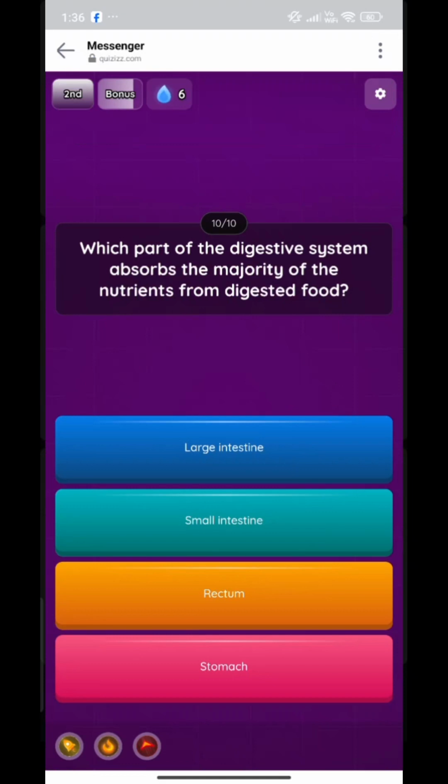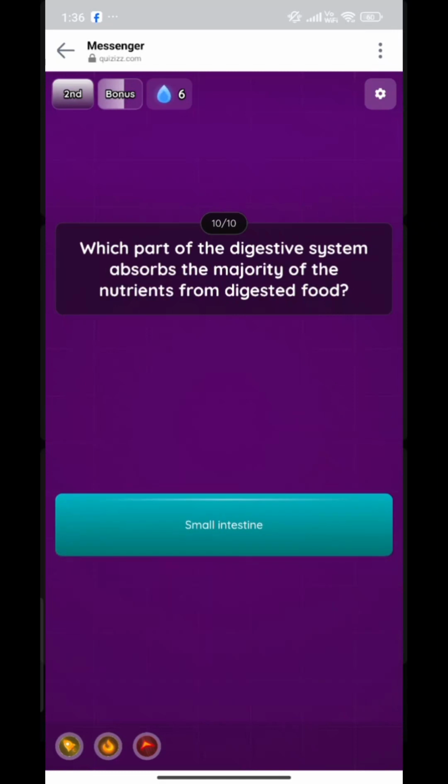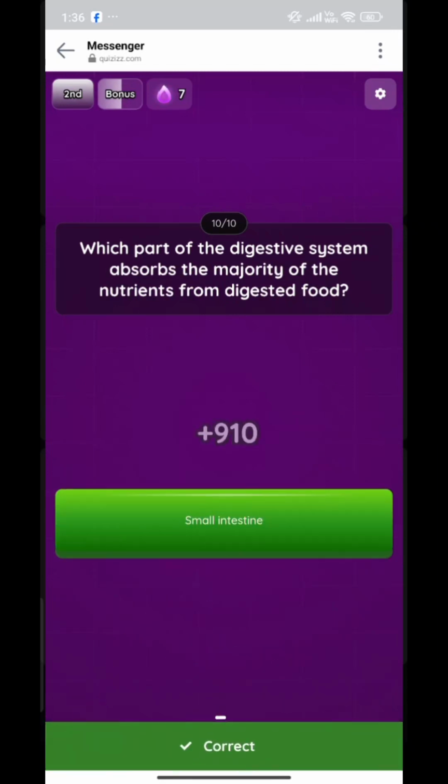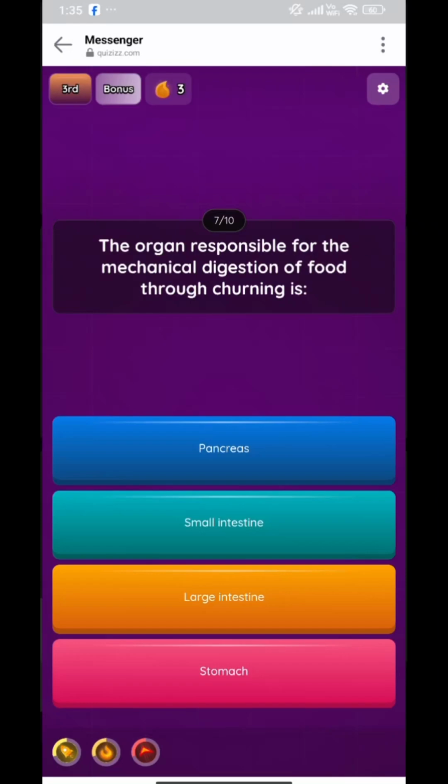Next, which part of the digestive system absorbs the majority of the nutrients from digested food? Just raise your hand and unmute. Okay, Miss Joanna May, what is your answer? It is our small intestine, ma'am. Let's see. Okay, very good. That is our small intestine.